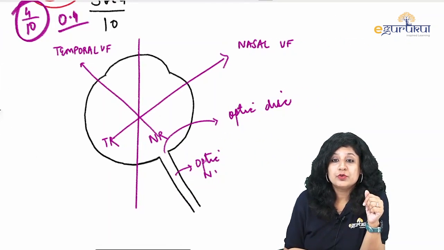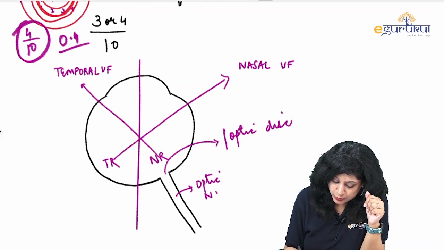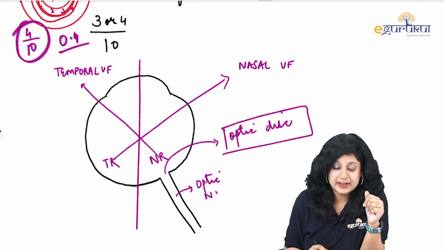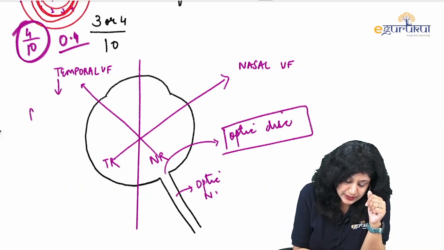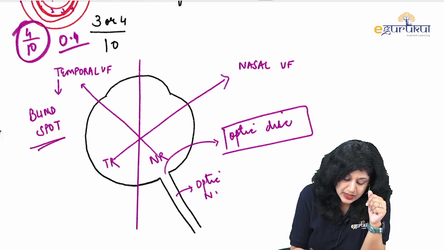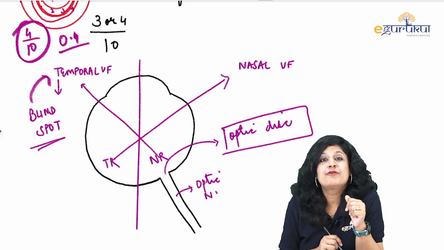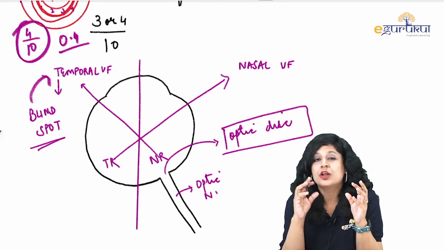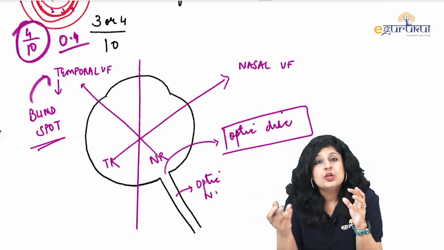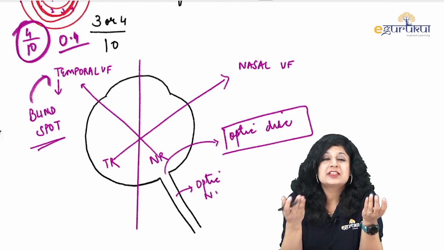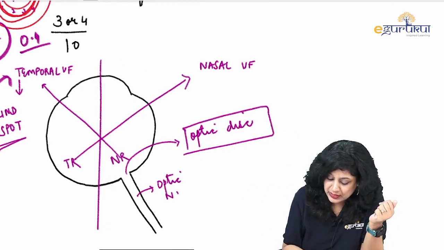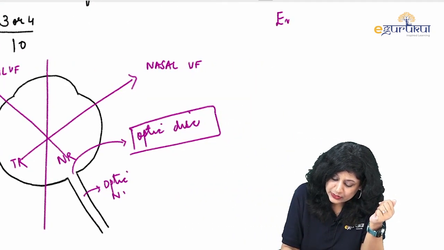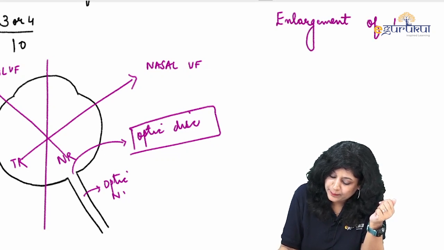Okay, if you look here, what is going to take place? This optic disc which is present in the nasal retina will actually lead to the blind spot, one area where the person cannot see anything, no images formed, and that will be in the temporal field, right? Now this blind spot therefore corresponds to the size of the optic disc. So if I have increased size of the optic disc, there will be increase in the blind spot. That is called enlargement of the blind spot.